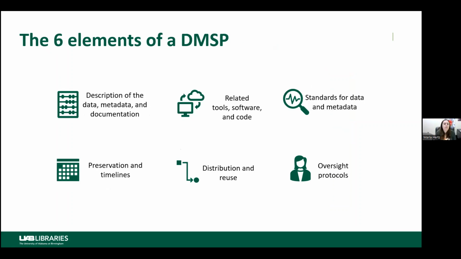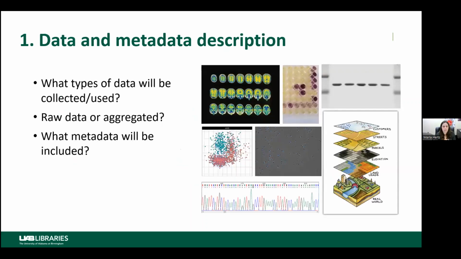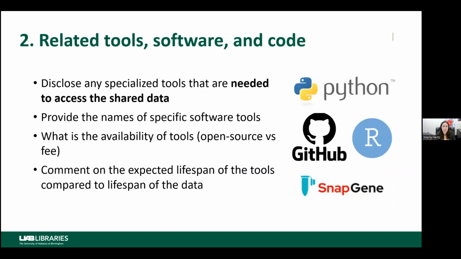Okay, so now we're going to talk about the 6 different elements of the data management plan. One is the description of the data. So what types of data will be collected and used? Are you doing CT scans? Are you doing microscopy, sequencing? And then what level are you going to share? Are you going to share the raw data files? Maybe, maybe not. Are you going to share aggregated data files? Talk about that. And then what types of metadata will be included?